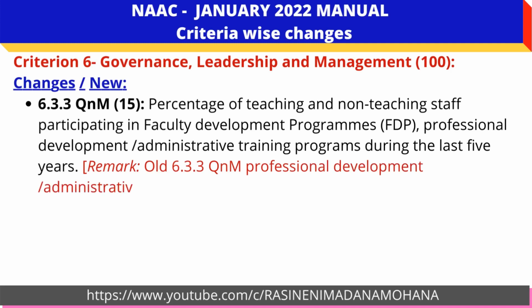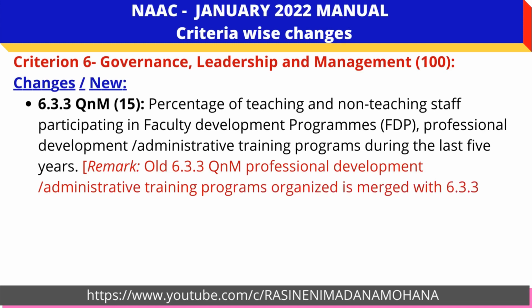6.3.4 is faculty attended FDPs, STTVs, etc. 6.3.3 is administrative training programs organized for both teaching and non-teaching staff. So now this time 6.3.4 is merged with this, but 'conducted' is removed. So percentage of teaching and non-teaching staff participated in faculty development, professional development, or administrative training programs. So this is the change. Both metrics' weightage also merged, that is 15.